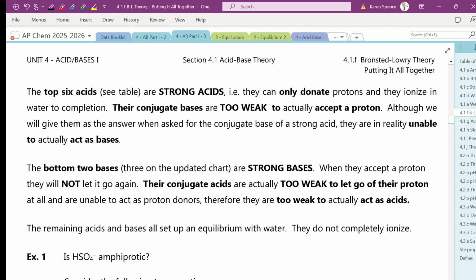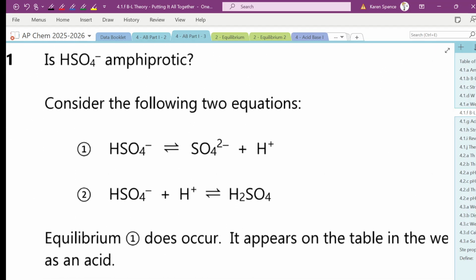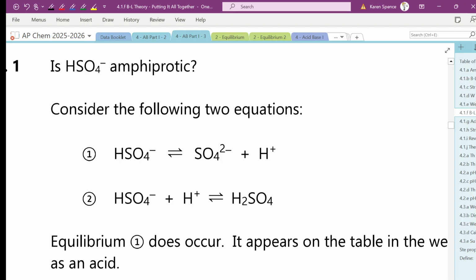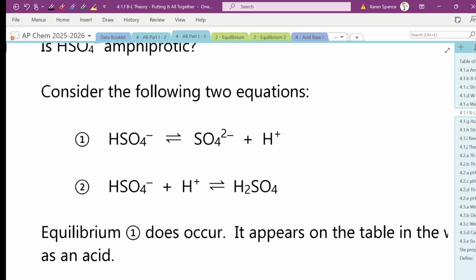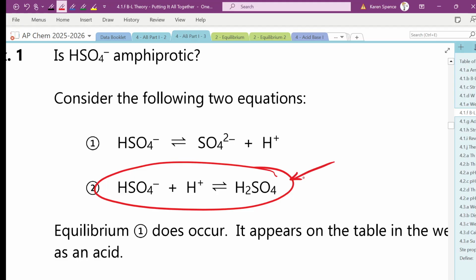We've already talked about our strong acids. We've already talked about our strong bases. We've talked about, is HSO4 minus amphiprotic? No. Which of these two equations is not possible? Equation 1 or equation 2? Equation 2. The forward reaction will not proceed.